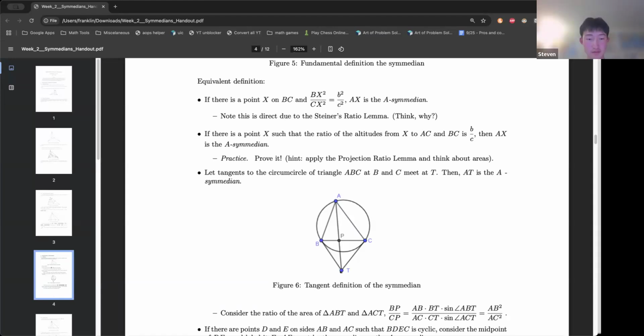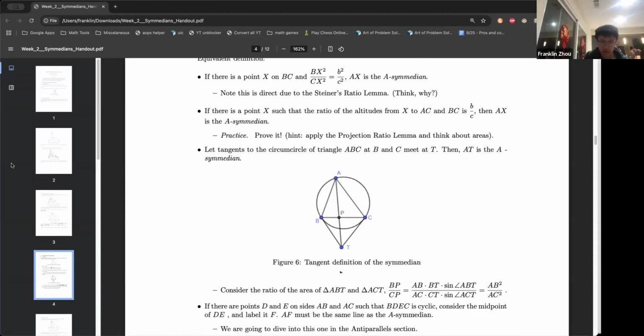And how we prove this is we use areas using the sine form. It's a very powerful tool. So it's a very good technique if you want to use it. When we look at the areas of ABT and ACT, and we have a bit of a solution sketch over here, but you can look over it in your own time.